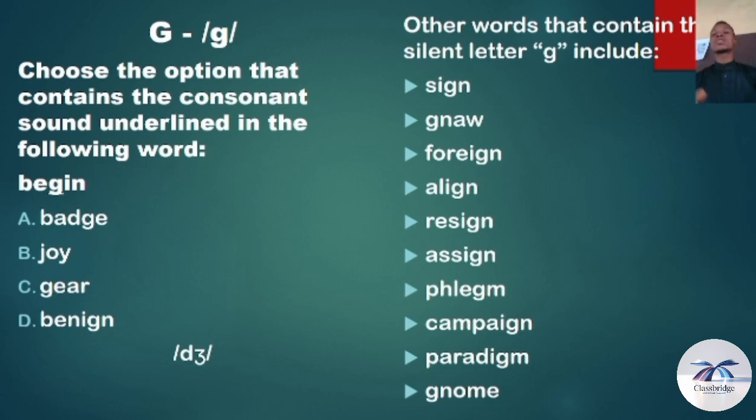In all of the words we have here as well, the G is silent. We have sign. No, it's not pronounced as gno. It is no. We also have foreign. We have align, resign, assign, phlegm. Now, it is not phlegm, it is phlegm. We have campaign, paradigm, and lastly, gnome. The G you find in all of these words is silent.